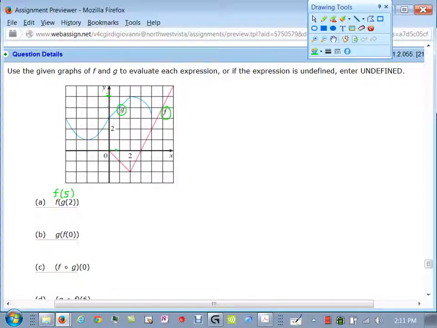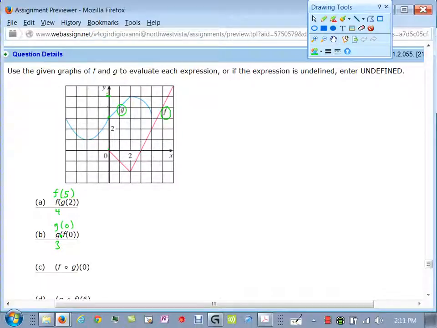So what's f of 5? 1, 2, 3, 4, 5. 1, 2, 3, 4. So I get 4 out. All right, let's go f of 0. So I go to 0 on the f function, which is this one. F of 0 is 0. So that's 0, and I'm plugging that into g. What's g of 0? Well, g of 0 is 1, 2, 3 up here. So this should be 3.